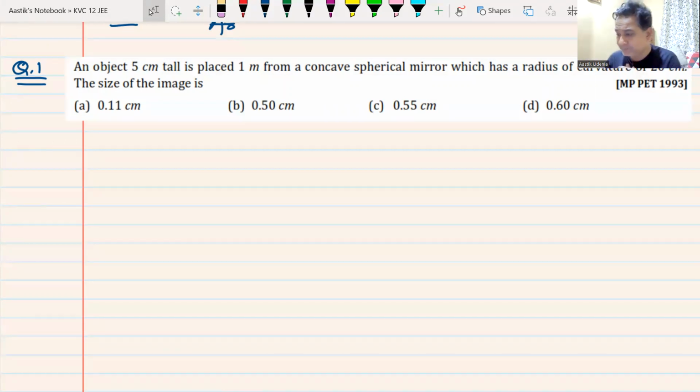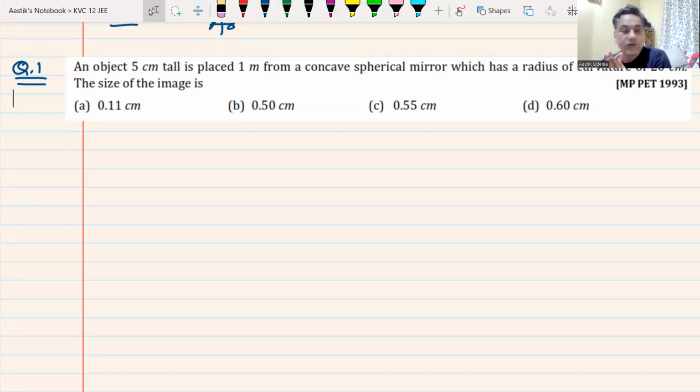Yes or no? An object 5 meter tall is placed 1 meter from a concave spherical mirror which has a radius of curvature of 20 centimeters. You don't have to write the entire question, just write the question in short. I've asked your office people to send me your sheets, but still waiting for them. So once I get them, we will do problems from that sheet only.